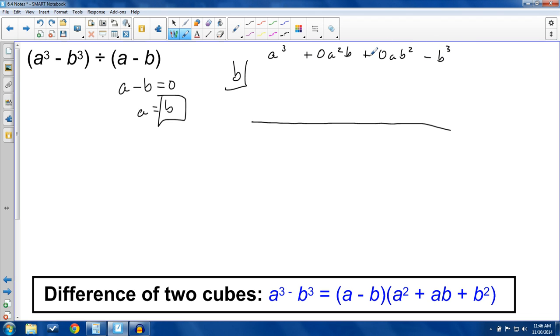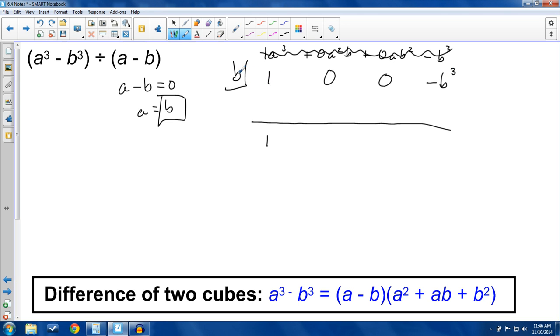Okay, so your coefficients here are 1, a, b cubed, 1, 0, 0, and negative b cubed right there. Okay? Remember, treat a as your variable. B is just a constant. That's why I have a negative b cubed that exists.